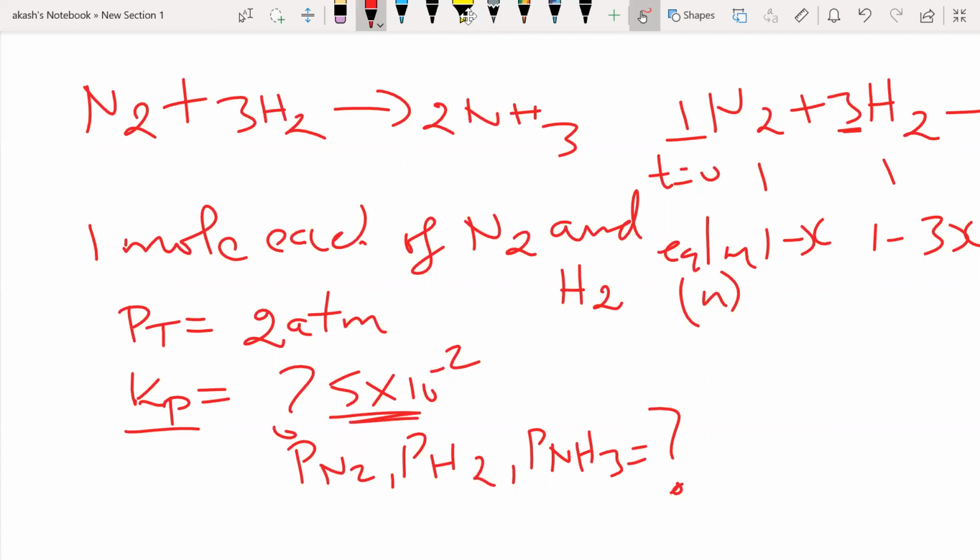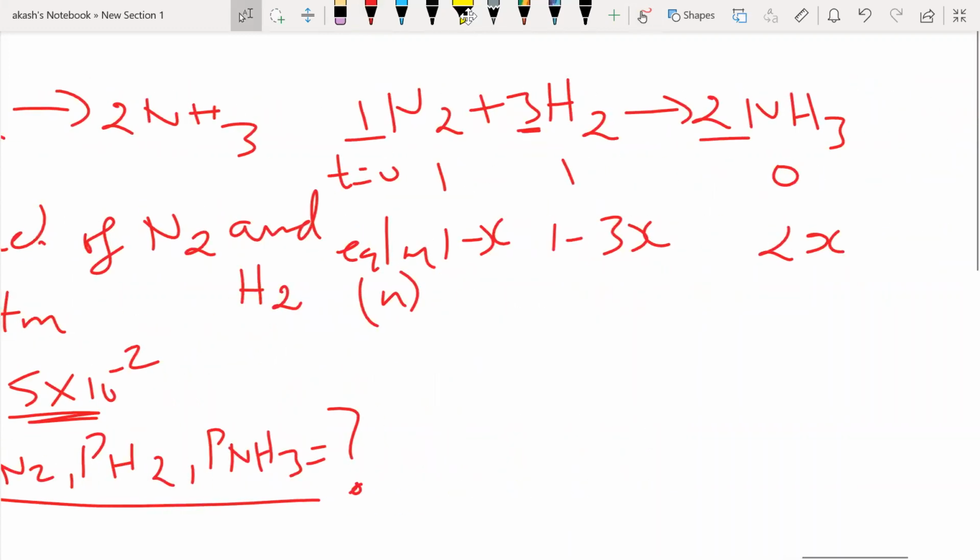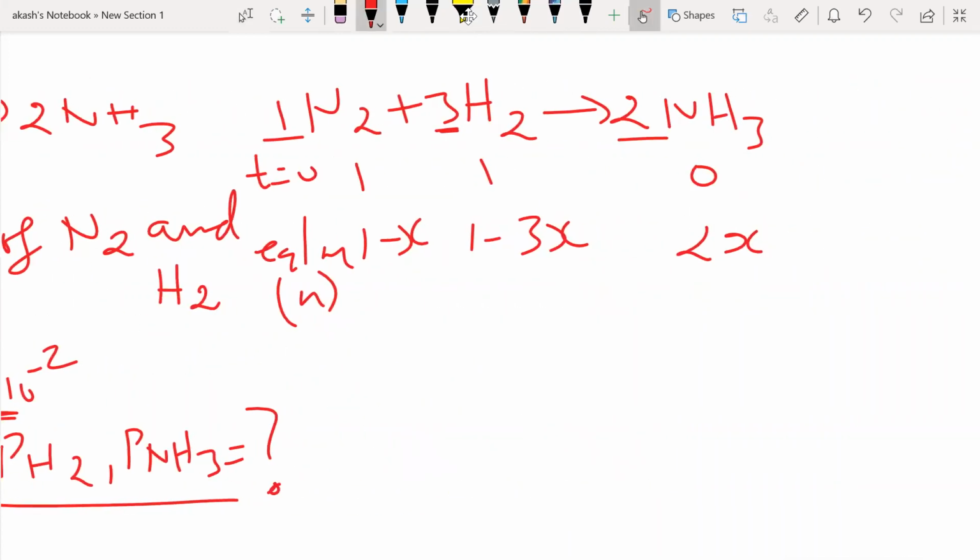So, assume that the Kp value is given to us, because the information given is not sufficient for you to find exactly the Kp. Fine. So, hope you understand now. Kp value is given to us, and all these three values you have to find at equilibrium. At equilibrium, what are the partial pressures of N2, H2, and NH3? That's what we need to find. So, this is what I have in the equilibrium table: 1 minus x, 1 minus 3x, and 2x.